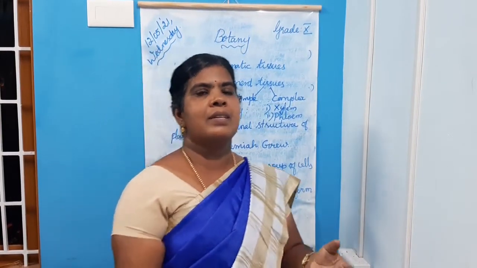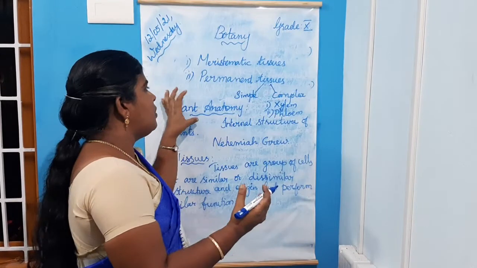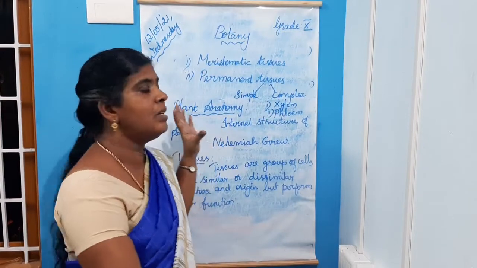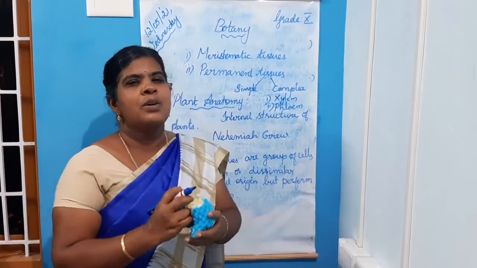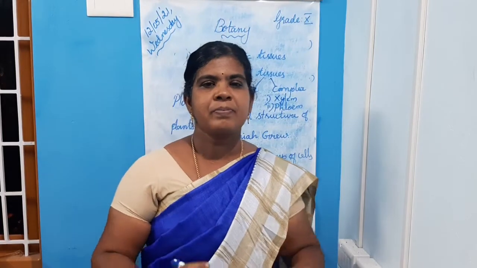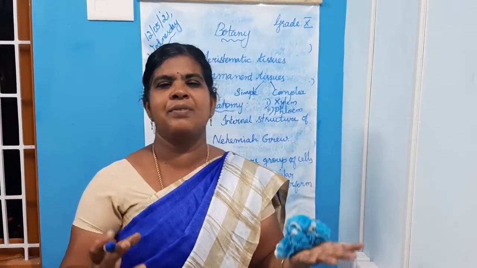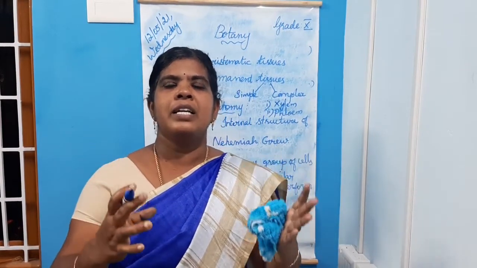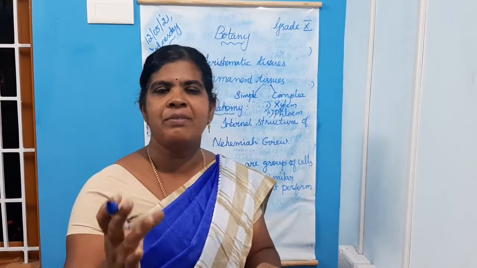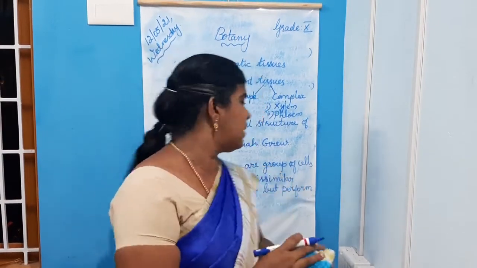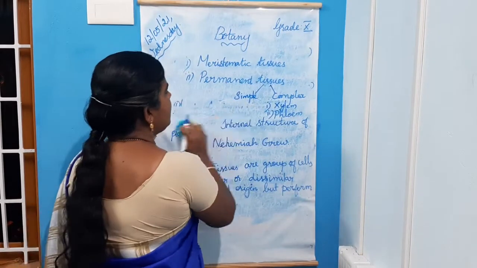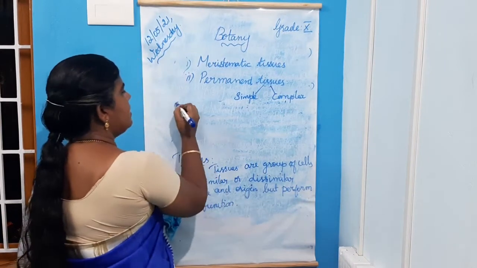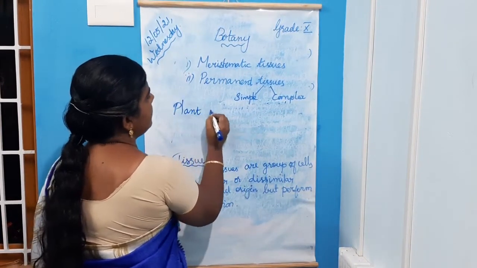Now, you all have an idea about plant anatomy, isn't it? Internal structure. Next, plant physiology. Physiology is nothing but the functional aspects of the plant. The physiological functions carried out by plants, one of the important functions is photosynthesis. So you must know what photosynthesis is. Functional aspects of the plant: plant physiology.